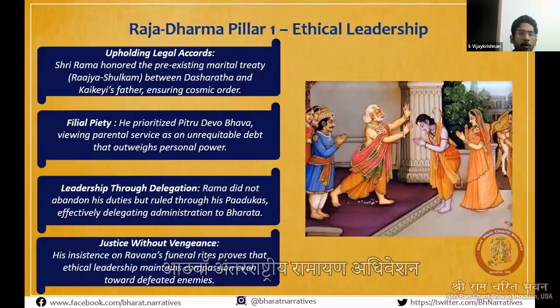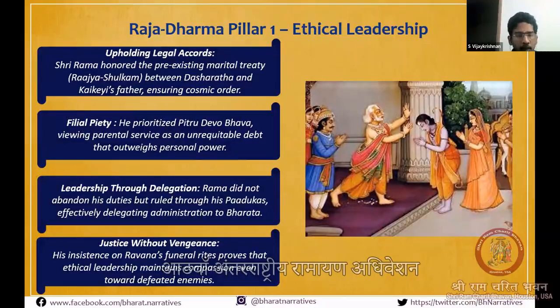Filial piety, Pitruvakya Paripalana. He prioritizes his father's word and gives up every form of power and luxury and establishes Dharma. Leadership through delegation. If we see the Ramayana, there are various instances where he sets Dharma, Valivadha, and even in Lanka, prior to the Ravanavada itself, he coronates Vibhishna as the future king of Lanka. He delegates.